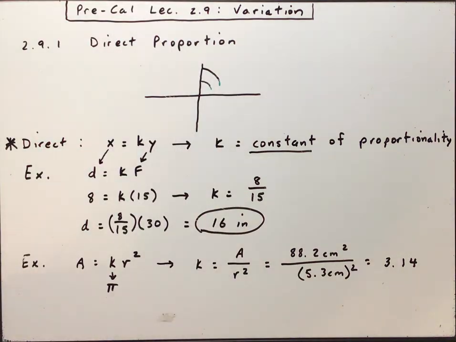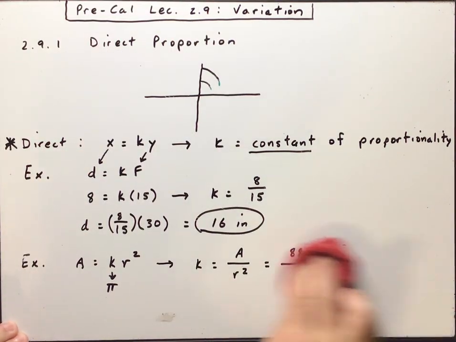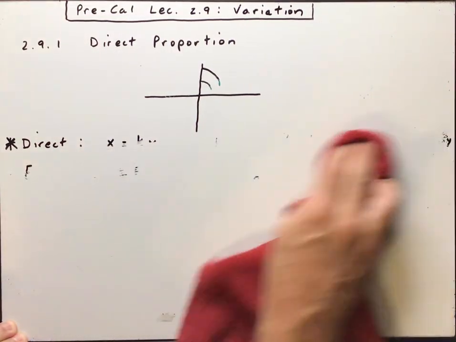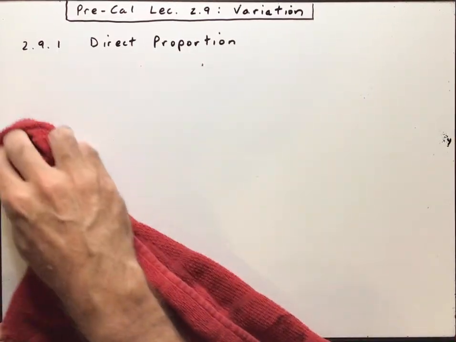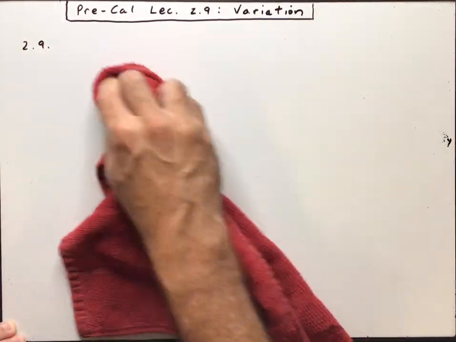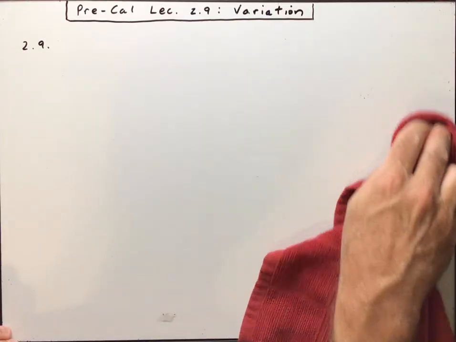Okay, so let's move on to inverse proportion. So that's 2.9.2.